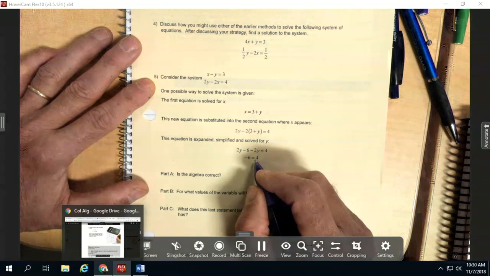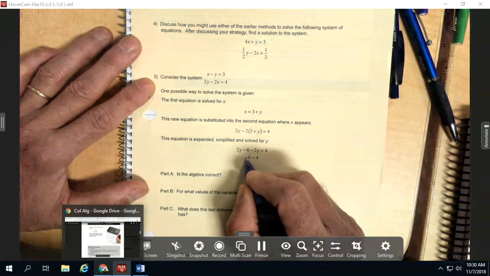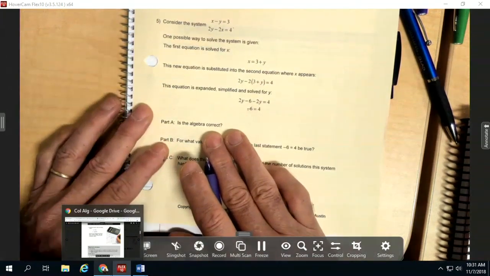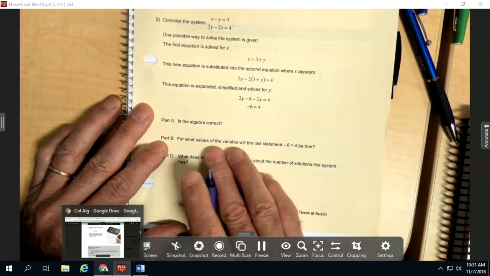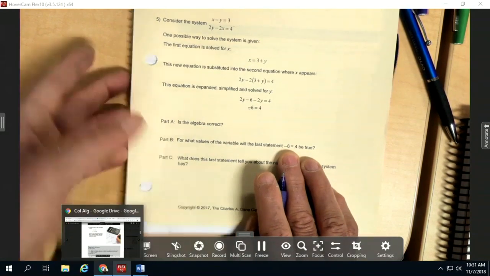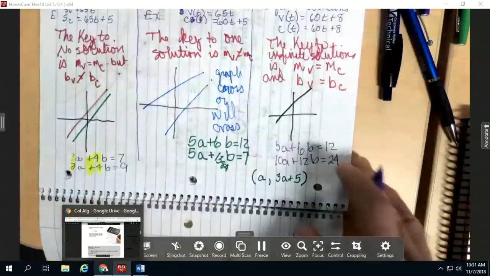No y's, right? So what do you have left on this side? Negative 6 equals 4. Is the algebra correct? Yes. When does negative 6 equal 4? Never. Page, let's page back in our notes here.